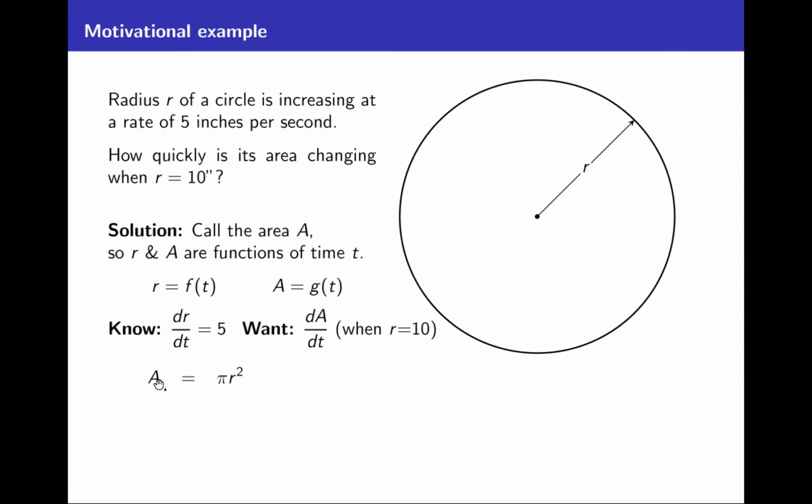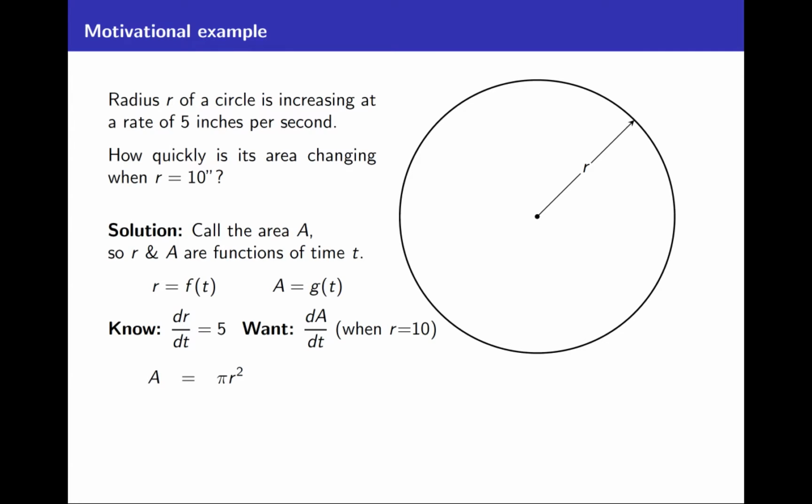Now remember, A is really a function of time, and so is r. r is equal to f of t. So when we write A equals pi r squared here, it's really saying g of t equals pi times f of t squared. So both sides of this equation are functions of time.